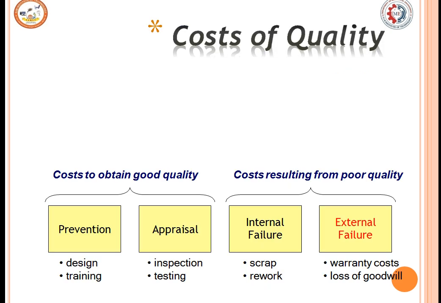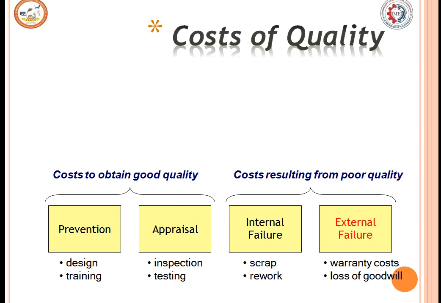So when we talk of cost of quality, there are 4 parameters: cost to obtain good quality and cost resulting from poor quality. Good quality happens when prevention and appraisal take place. Prevention happens when design and training happen, and in appraisal, inspection and testing are carried out. Cost resulting from poor quality is internal failure and external failure. Internal failure means scrap and rework happen.